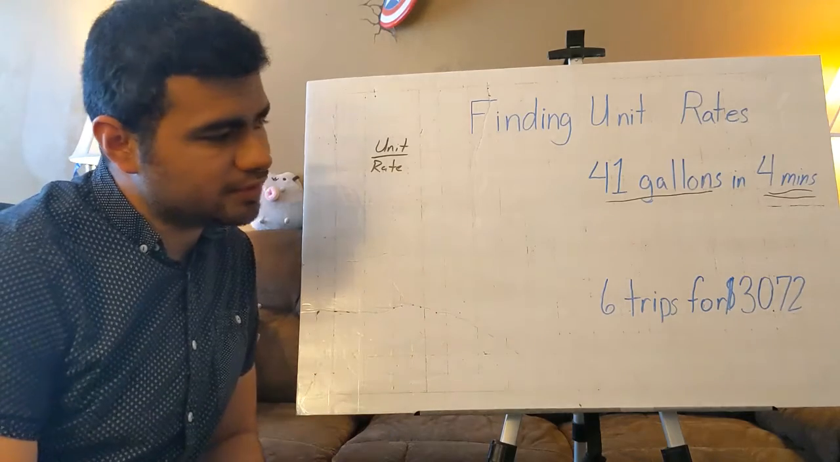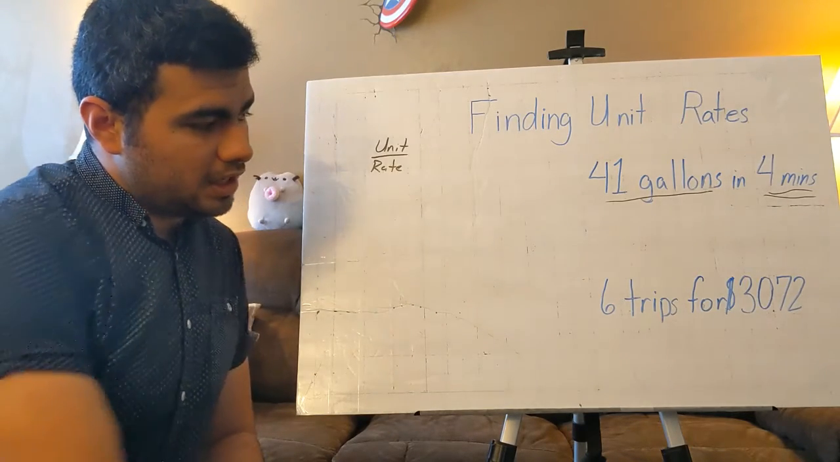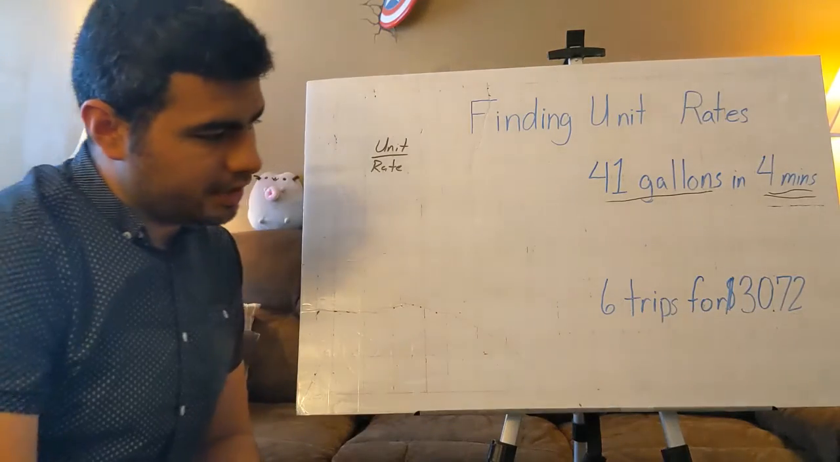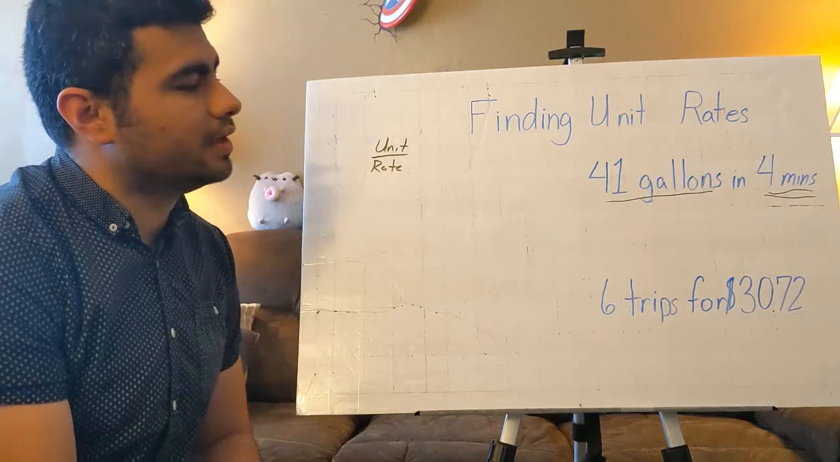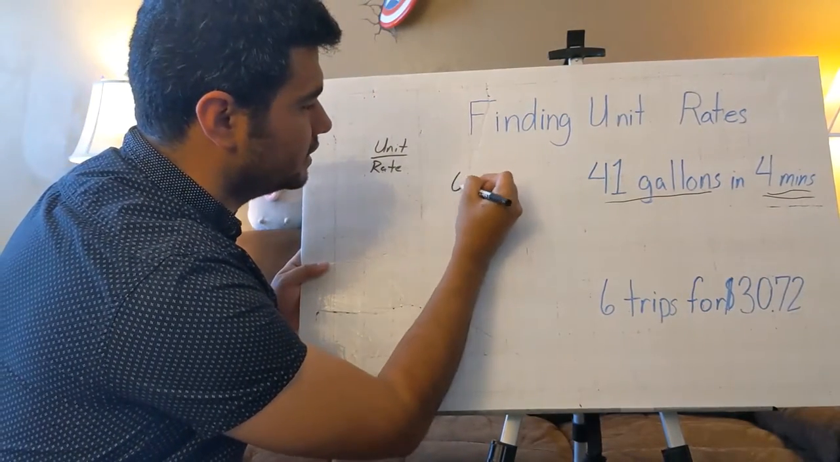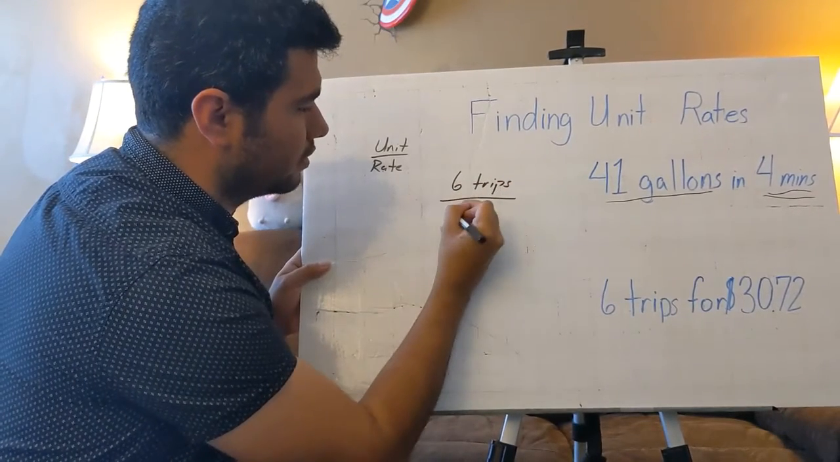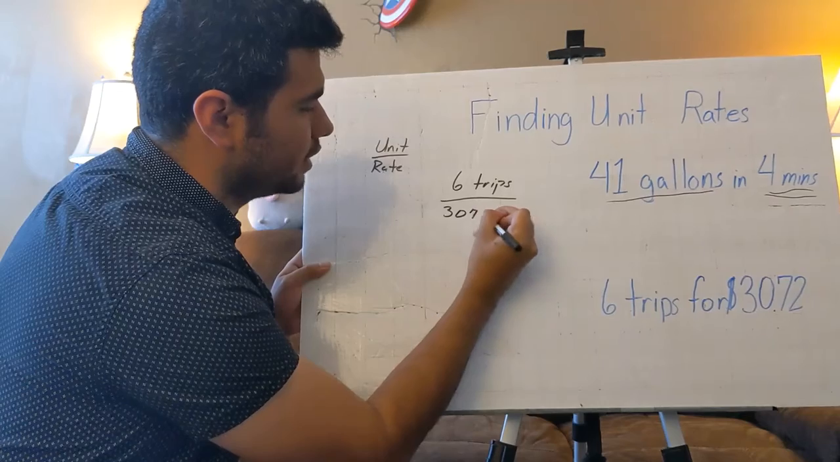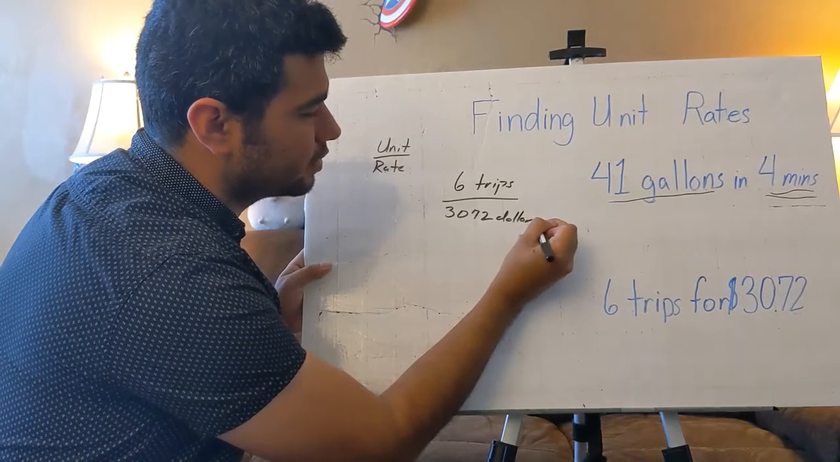I've got 6 strips for $3,072. Now, I've got my keyword here, which lets me know what my rate is. What comes before it, that's typically going to be my unit. So I'm going to put this in fraction form just how I did the other one. So I've got 6 strips over $3,072. Always pick the one that's easiest to work with.